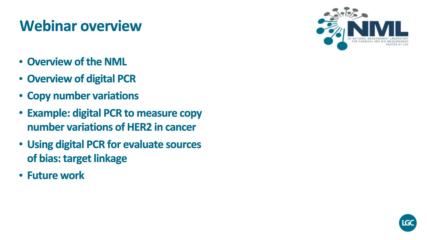So just a brief overview so that you know what to expect. I'm just going to tell you what the National Measurement Laboratory, or NML, is, and then a very brief overview of digital PCR, with some background to copy number variations, and then what I've been doing to use digital PCR to measure the copy number variations. And I'm going to use the HER2 gene amplification in cancer as an example. I'm then going to finish up the webinar showing some data on how I use PCR to evaluate sources of bias within measurements, and then talk a bit about the future work, and then there'll be a Q&A session at the end.